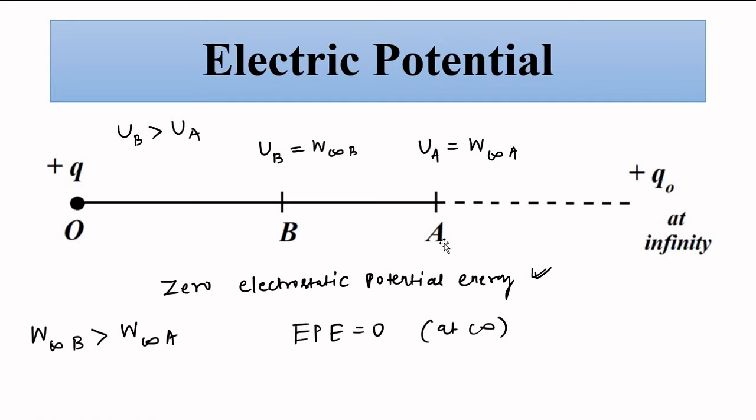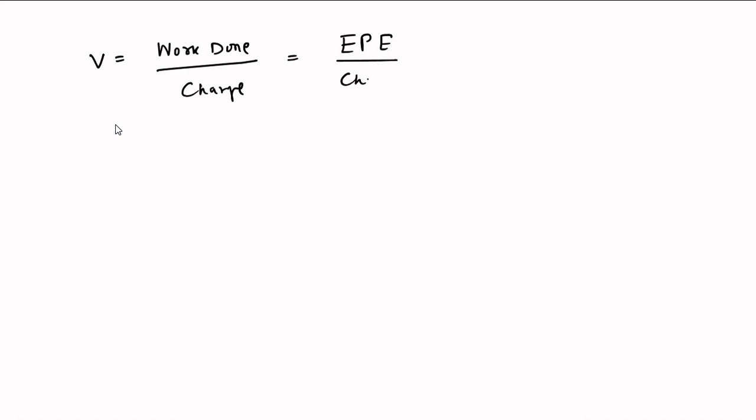Here we can also write the potential energy U. The electric potential defined at any point is simply the work done by charge, or the electrostatic potential energy divided by the charge, U by Q. So we can write the electrostatic potential energy as QV, the product of the charge and the electric potential.